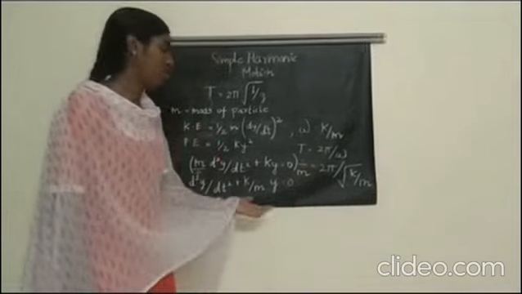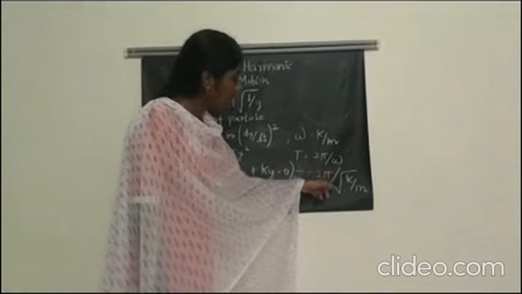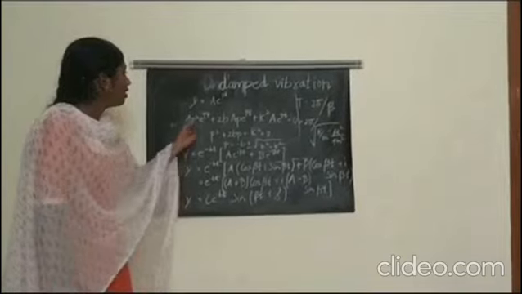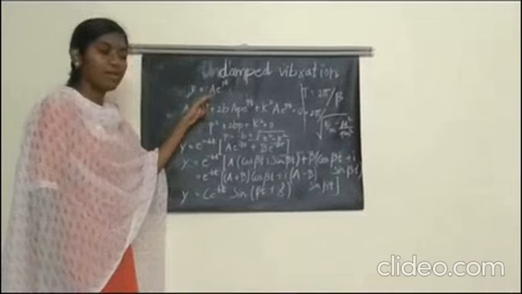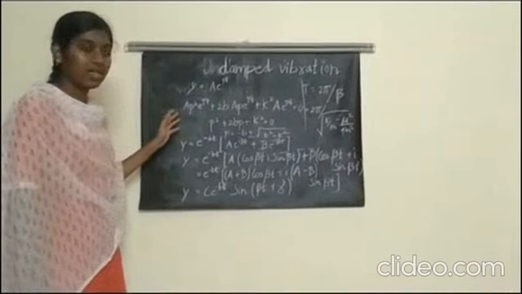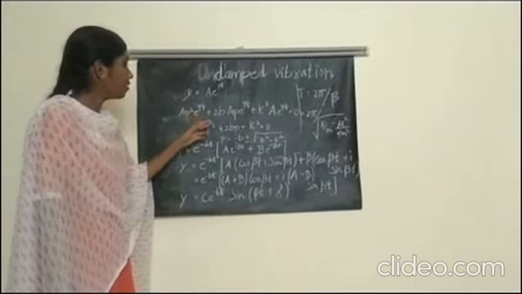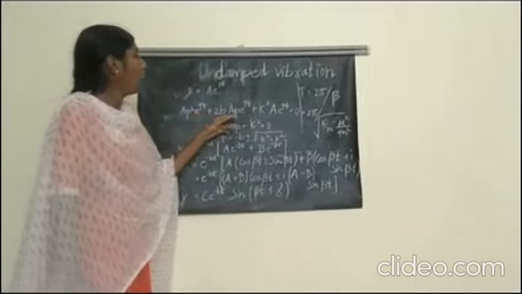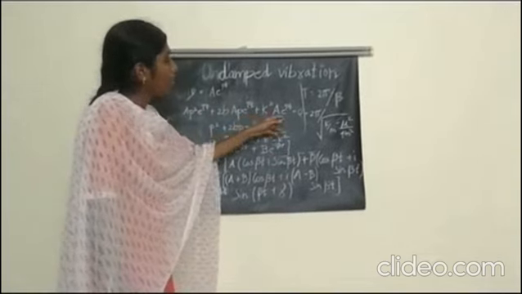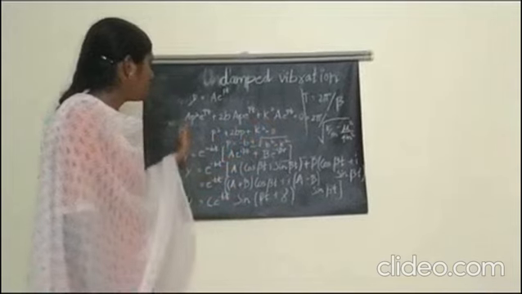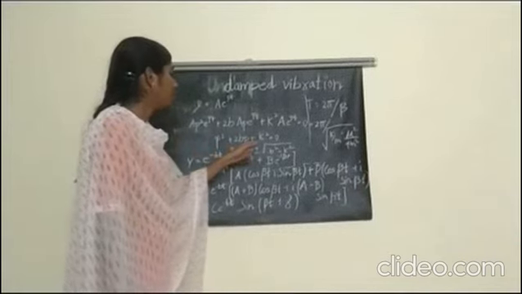Then the time period of this oscillation T equals 2 pi by omega, which is equal to 2 pi by root of k by m. Let y equal a into e power pt. Substitute the y value in the equation. Then we get a into p square into e power pt plus 2b into a into p into e power pt plus k square a into e power pt equals 0. By cancelling the common terms, we get p square plus 2bp plus k square equals 0.